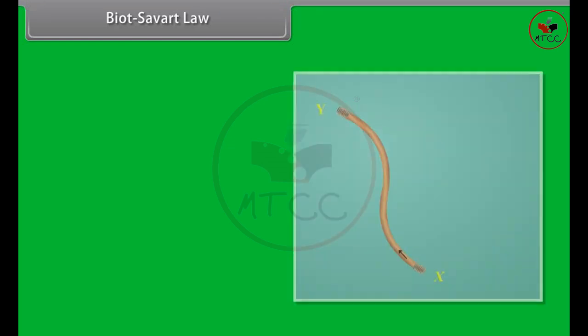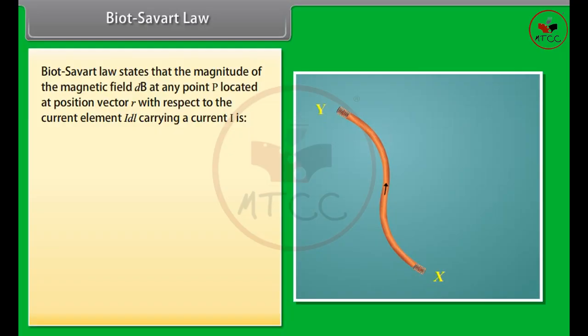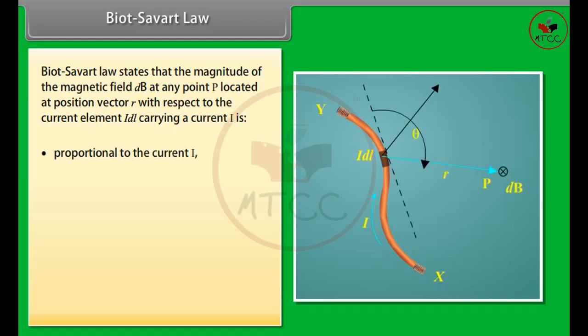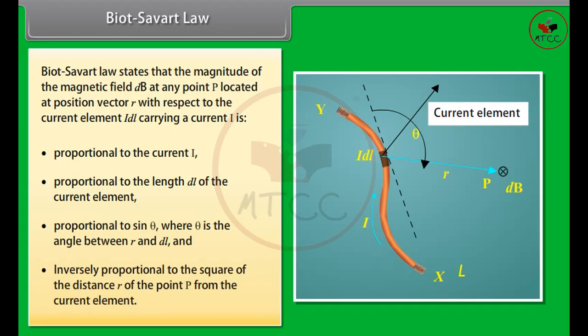Biot-Savart law. It is a mathematical description of the magnetic field at a point that arises from a current flowing through a current element. Biot-Savart law states that the magnitude of the magnetic field dB at any point P, located at position vector r, with respect to the current element IdL carrying a current I is proportional to the current I, proportional to the length dl of the current element, proportional to sine theta, where theta is the angle between r and dl, and inversely proportional to the square of the distance r of the point P from the current element.